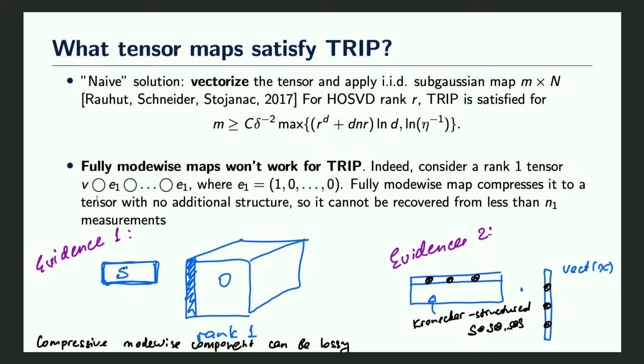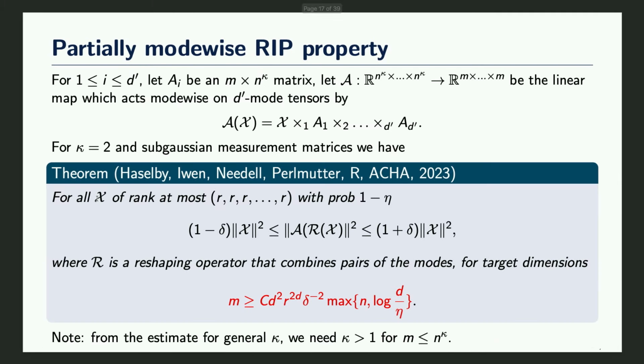So one of the things which we proposed here is to do partial reshaping. Reshaping, I don't know how to draw it in this way, is when you have a 4D tensor and you create a 2D matrix out of it. And then we can compress in this way.